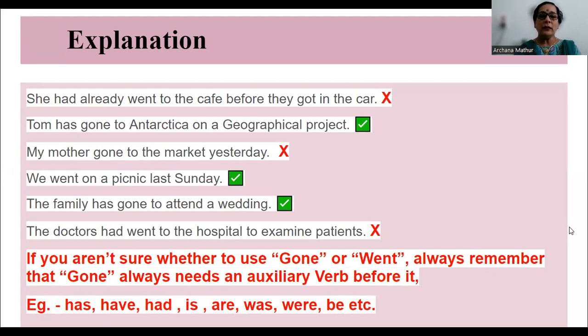But if we write my mother gone to the market yesterday, that would be wrong because has has not been used over here. My mother had gone to the market yesterday, or my mother has gone to the market today, depending on the tense. Tom has gone to Antarctica on a geographical project, correct? Because with gone, we have to use the auxiliary verb.